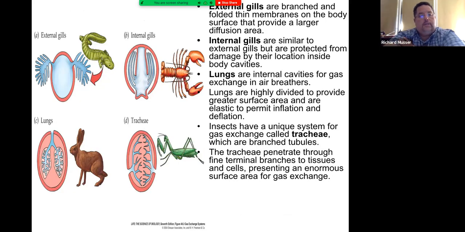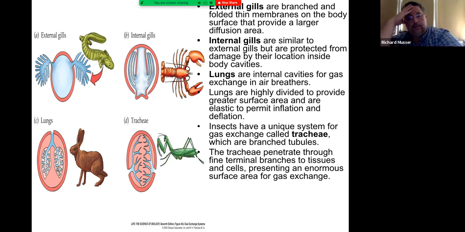Now, here's our salamander. You can see that they have external gills, so they're not really protected and they're free in the environment to absorb water. They're thin membranes, and they're relatively large in consideration of their body. While animals like this crayfish here have internal gills, and the shell provides protection for the gills, so they don't get damaged. Then you have lungs, which are internal cavities for gas exchange with air breathers. Lungs are highly divided to provide greater surface area and elastic to prevent inflation and deflation. Again, the surface area of lungs can be up to about the size of a tennis court.